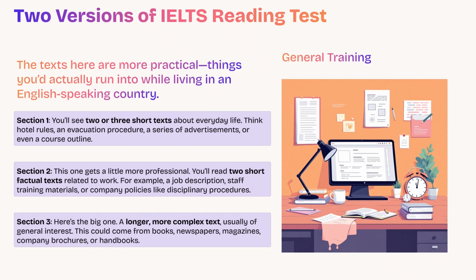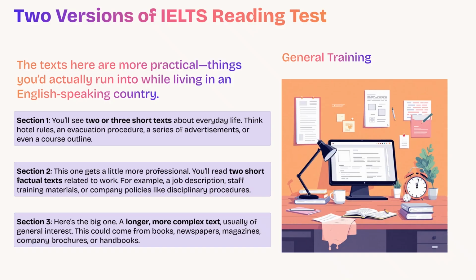Here's the breakdown. Section 1. You will see 2 or 3 short texts about everyday life. Think hotel rules, an evacuation procedure, a series of advertisements, or even a course outline. Basically, the kind of stuff you would skim in real life. Section 2. This one gets a little more professional. You will read 2 short factual texts related to work. For example, a job description, staff training materials, or company policies like disciplinary procedures.